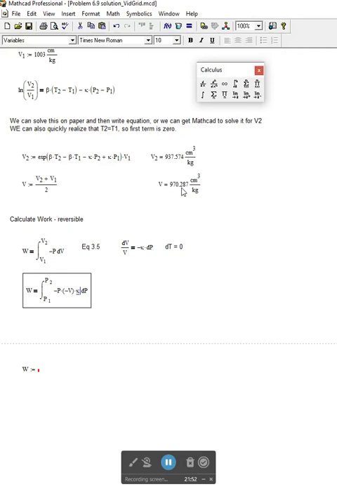And I believe we actually had a problem in chapter 3 where we did this. And remember, that was one of the problems where the solution in the textbook was wrong. And I posted a fix of that.